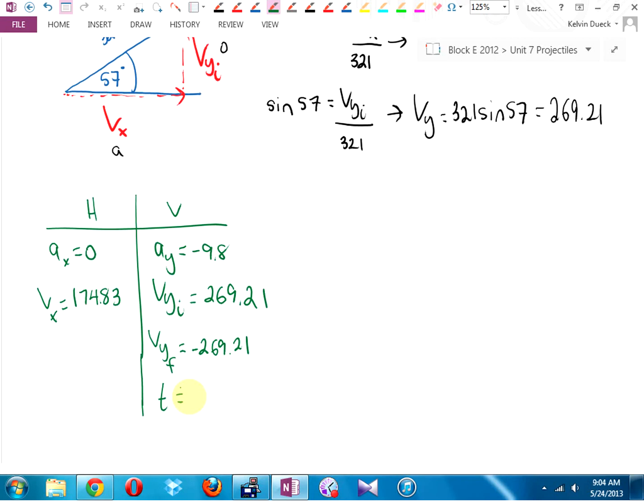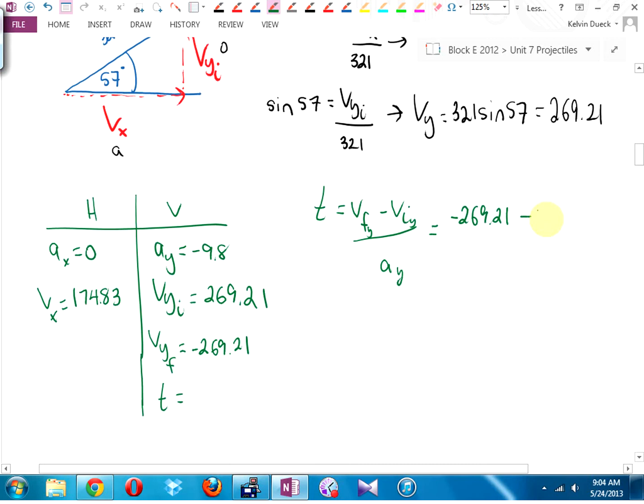Matt, I think you did this before. If I recall, Matt, my friend, you said T is going to be VF minus VI over A. I'll emphasize with Y that it's vertical, vertical, vertical. Did I mention that it's vertical? Okay. It's going to be negative 269.21 take away 269.21 all over negative 9.8.